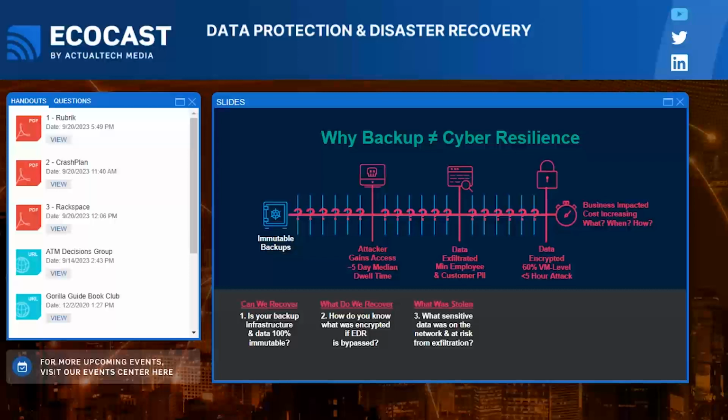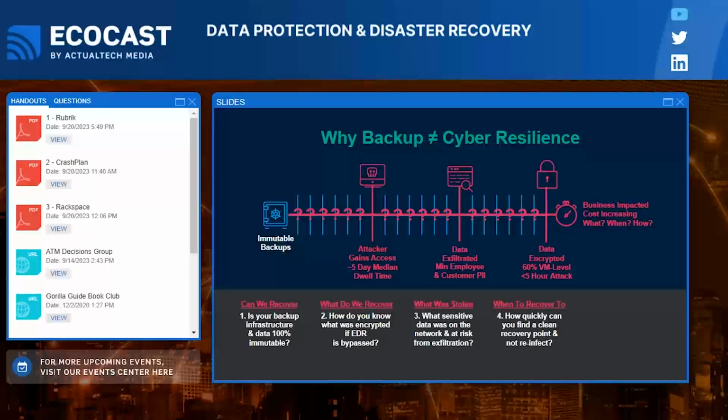If we just assume 24 hours, recover to 24 hours ago before the encryption happened, a lot of the times that malicious payload has been sitting dormant. And if you recovered 24 hours ago, that payload can detonate again, reinfecting or re-encrypting your environment, which is very, very common and what we're seeing with even our customers.